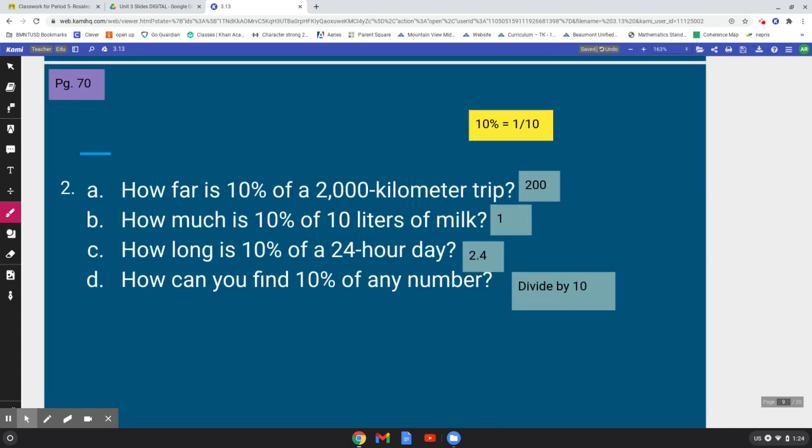All right, now how far is 10% of a 2,000 kilometer trip? 10% is 1/10, or you divide by 10, is how you can memorize that. So 2,000 divided by 10 is 200. How much is 10% of 10 liters of milk? You would do 10 divided by 10, and that makes 1. How long is 10% of a 24-hour day? It would be 24 divided by 10, and that's 2.4. So how do you find 10% of any number? You divide it by 10.